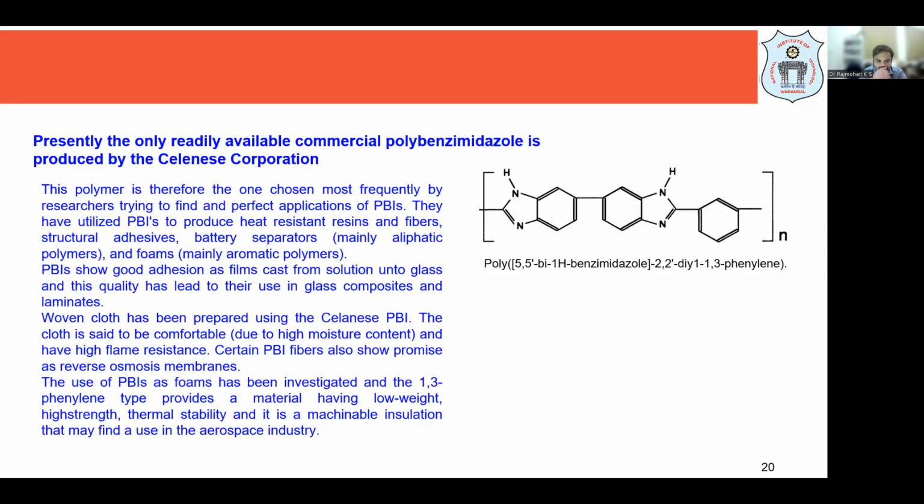So these are some of the applications. The use of PBIs as foams has also been investigated, and they provide a material having low weight, high strength, and thermal stability. It is a machinable insulation that may find use in aerospace applications. These are some of the other applications of this commercially available PBI from the Celanese Corporation.